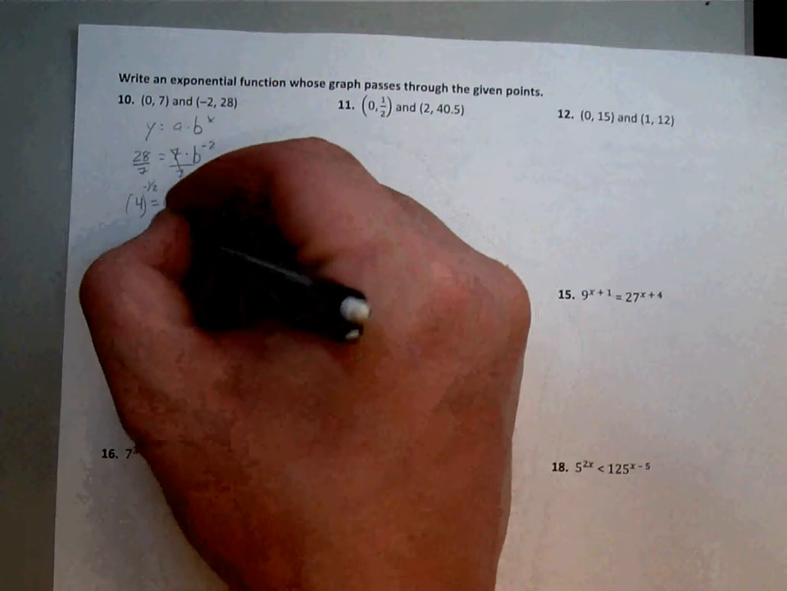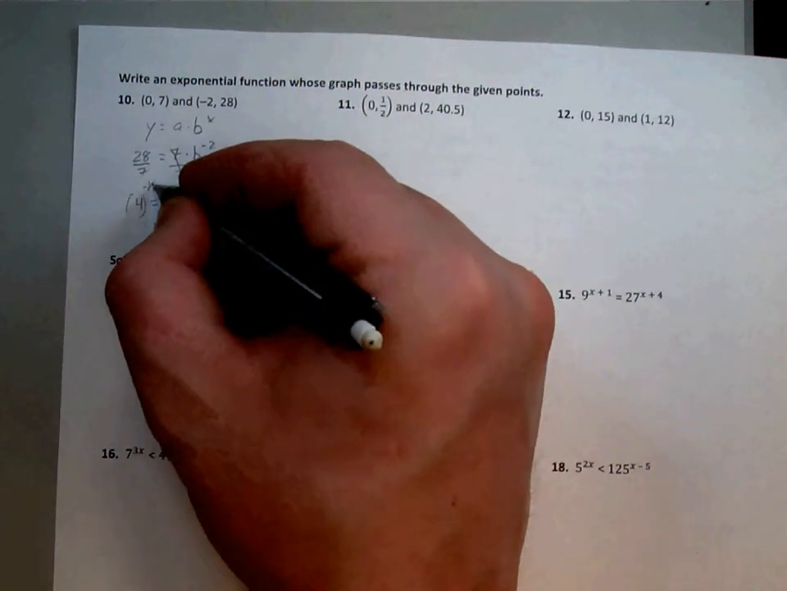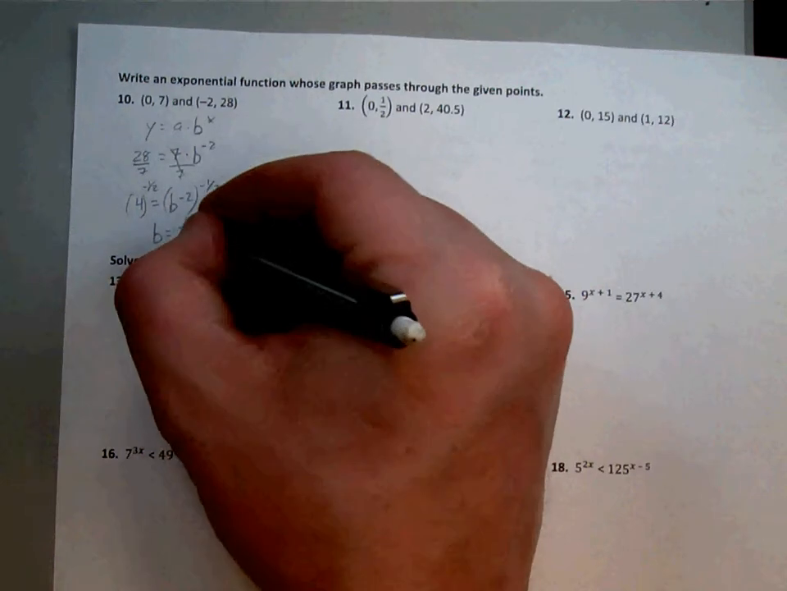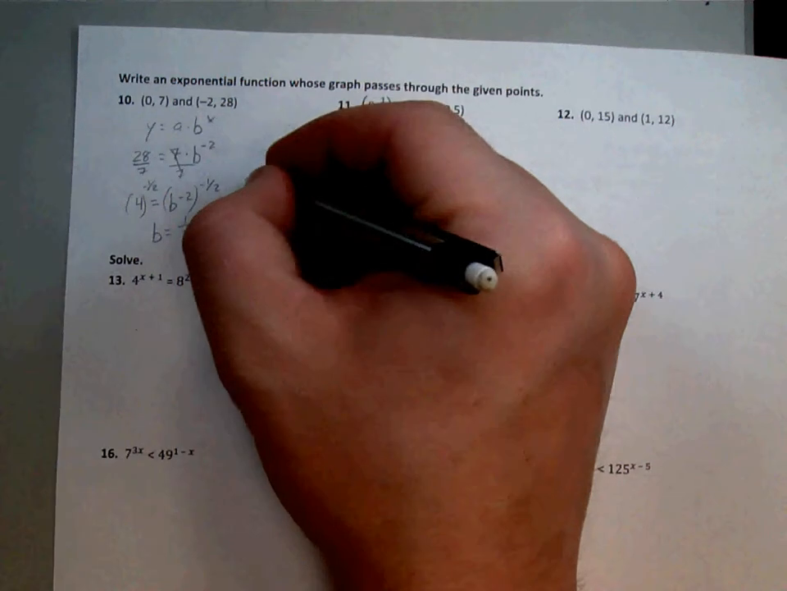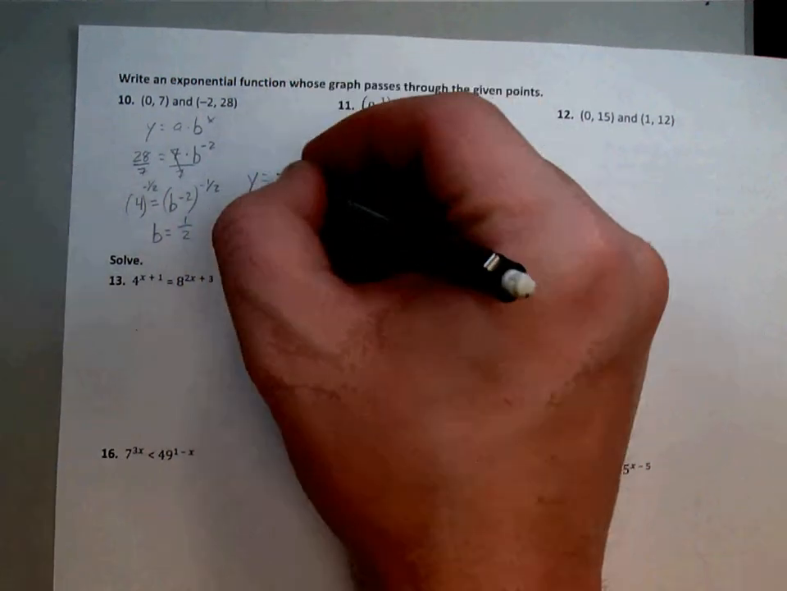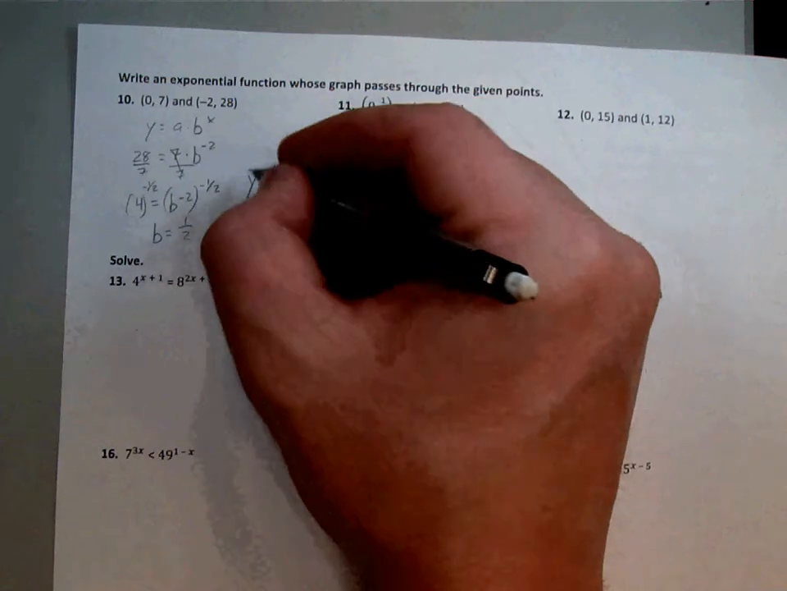So that becomes b. 4 to the -1/2. Well, 4 to the 1/2 is 2, and since it's negative, it becomes a fraction, so it's 1/2. So b is 1/2. So my equation, y equals, my initial value is 7, times 1/2 to the x.